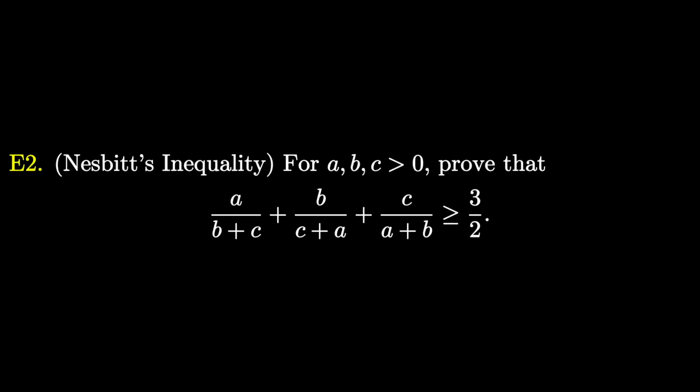The next problem is quite interesting. In fact, it is popularly known as Nesbitt's inequality. For positive a, b and c, prove that a over b plus c, plus b over c plus a, plus c over a plus b is greater than or equal to 3 over 2.